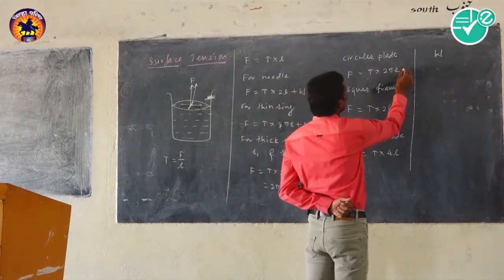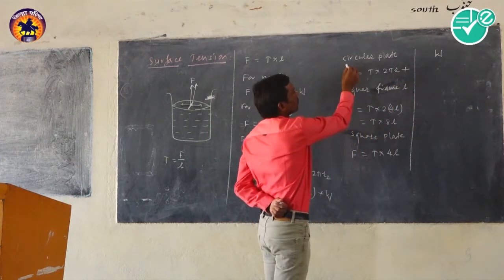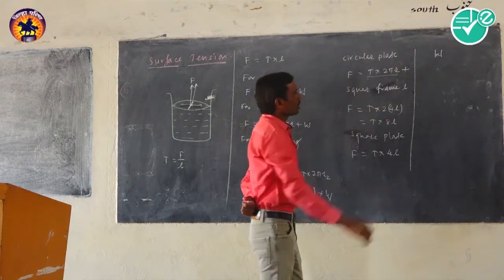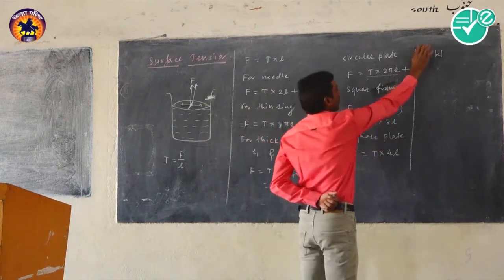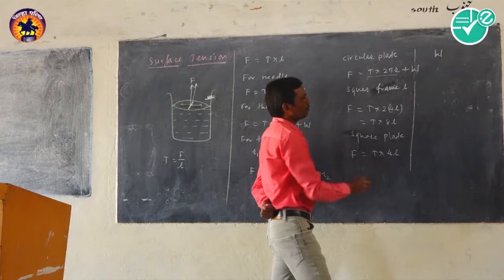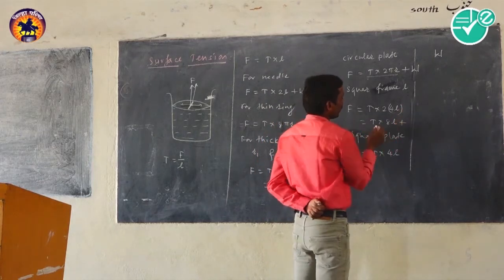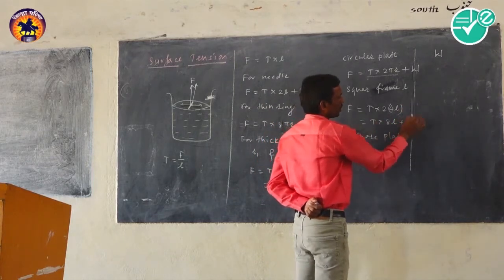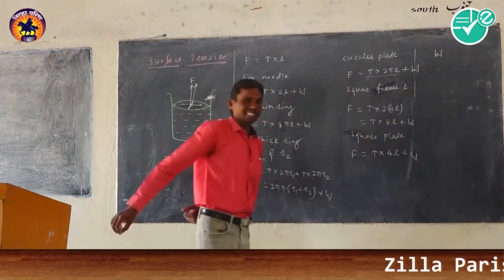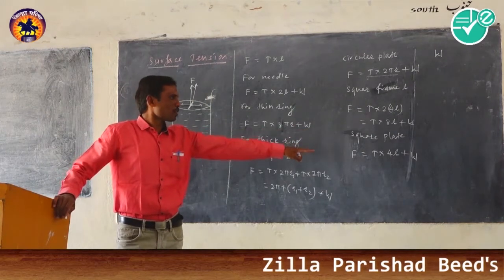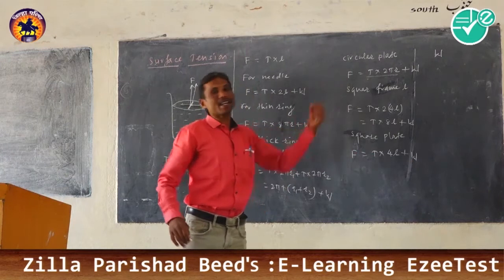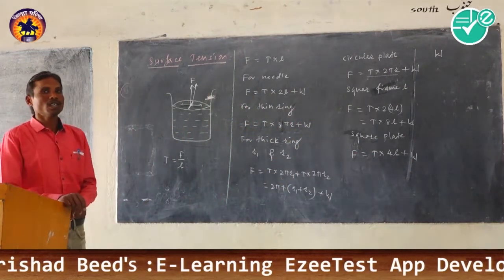Again, in case of a circular plate, the net force due to surface tension is T into 2 pi R plus weight W. In case of a square frame, we get the same expression: the force due to surface tension plus weight. Here again it proceeds in a similar way. In case of a square plate, it is the force due to surface tension plus the weight. It is the net upward force experienced by the plate.